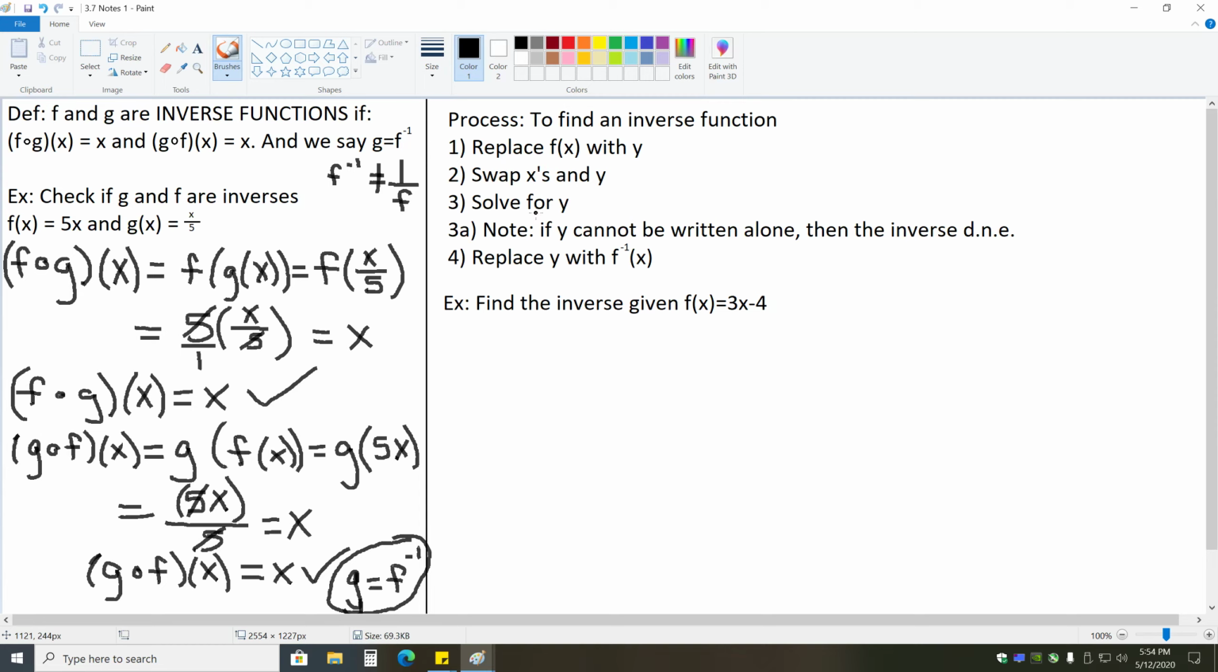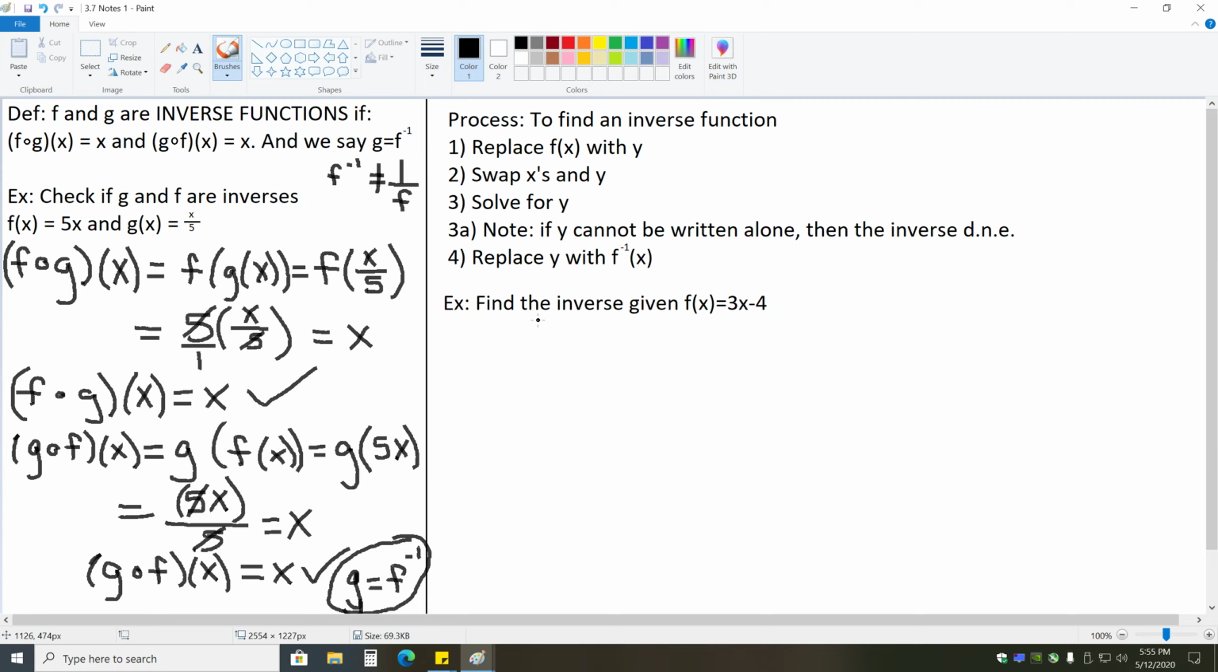A note, if you cannot write y alone, not meaning you can't do it, but meaning it literally cannot be done. If it cannot be written alone, then the inverse function does not exist. But if you are able to write y alone is equal to something just involving x's, then that means you have found your inverse function, and you can now replace y with f inverse of x.